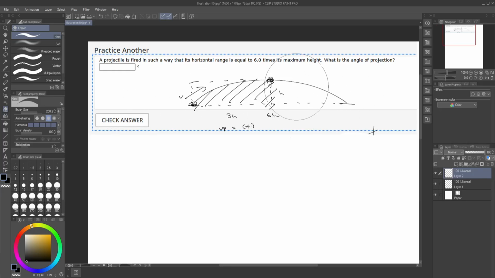This diagram shows, well, it's a bad diagram, but it's enough to get the point across. The maximum height is denoted as h. The horizontal range is denoted as 6h, 6 times the maximum height. I decided to use these two intervals from the start to the peak of the motion, which gives us 3h for our horizontal range.